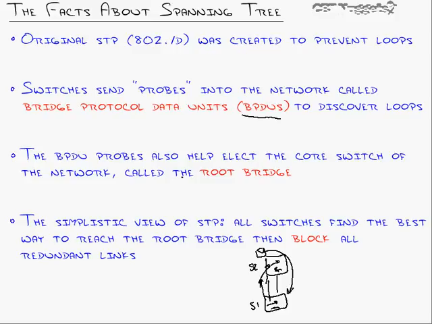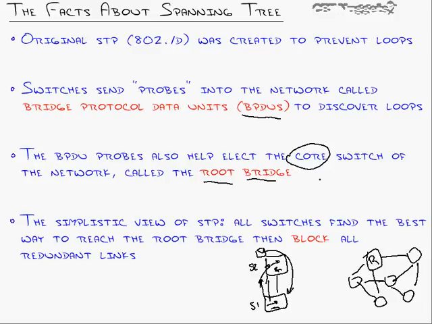These probes also help elect the core switch of the network, known as the root bridge. There's our key term. In our switch network, say we've got bunches and bunches of switches all around the network that are all tied together with redundant connections going everywhere. In that case, we will have one switch which will be elected the root. Now that is considered the core switch of the network because all the switches will find the best way to reach that root bridge, then block all the redundant links.